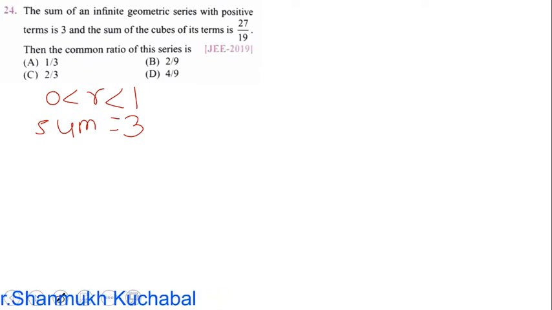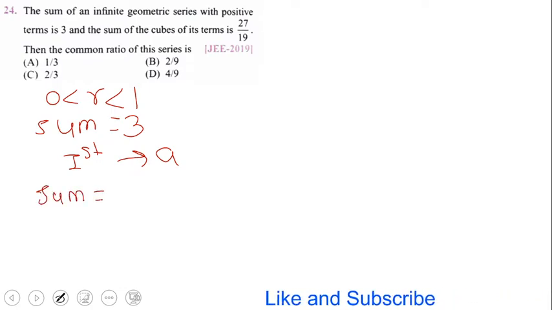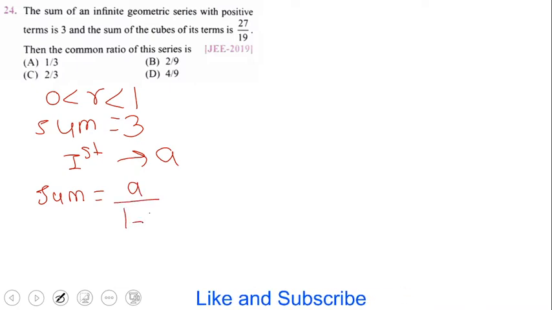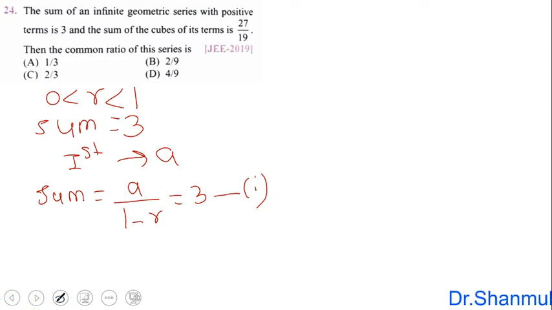Let the first term of the GP be a here. Then the sum formula in a GP, sum of 1 to infinite terms is a divided by 1 minus r. So we have to take it as 3. I call it equation 1. So this we have studied in sequence and series, geometric progression. So the same information I have taken here.